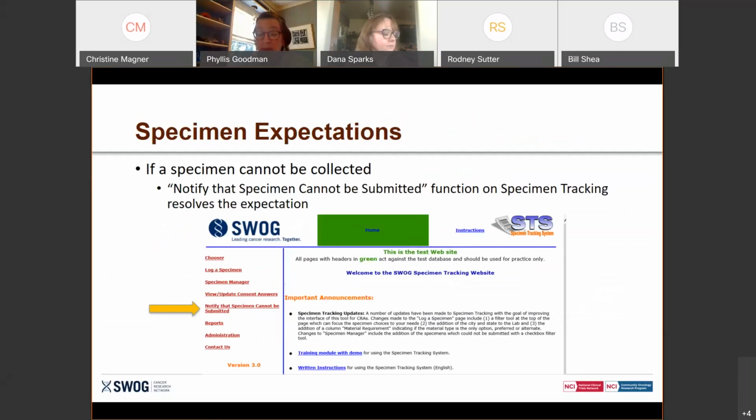Really important: if for some reason a specimen cannot be collected, either because the patient refused, you forgot, the material wasn't available, or maybe a global pandemic, notify us using the notify that a specimen cannot be submitted function. You'll be asked for the reason, and using this will resolve the expectations. So when you get your report, you see something that's really overdue, and you realize, oh, we never collected it, this is how you resolve that expectation. Next slide, please.